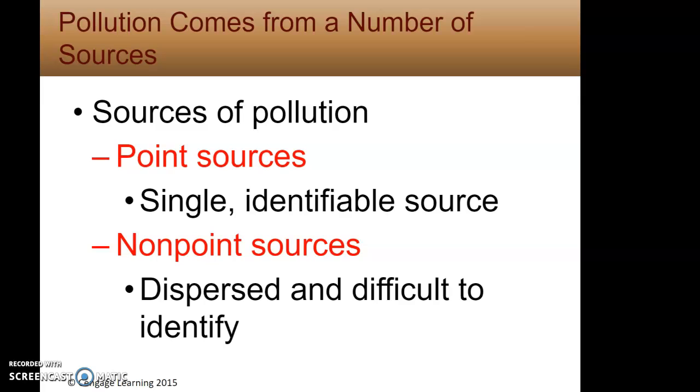When we look at pollution, we can see it comes from different sources. We can divide them into 2 big categories. One is called point source pollution. This means pollution coming from a single identifiable source, such as a waste pipe releasing waste from a factory. But there's also pollution coming from non-point sources. Those are dispersed and difficult to identify.